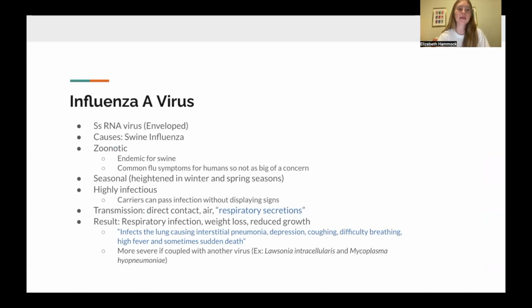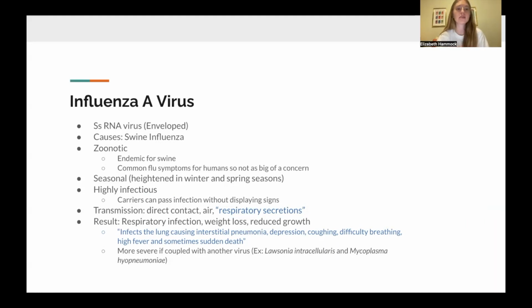Now we'll talk about influenza A virus, which is a single-stranded RNA virus, which has an envelope. It causes swine influenza, which is very common in the swine industry, and is zoonotic as well. So not only is it endemic for swine, so it's always present, even at low numbers in the population, but it could also be common for humans to get it as well, but it's not that much of a concern as it'll just cause common flu symptoms for the handler.